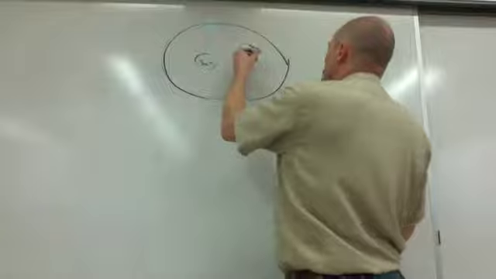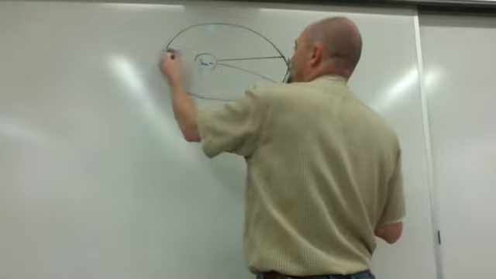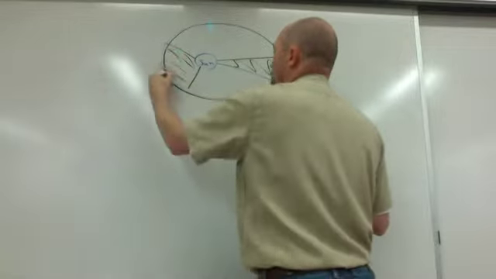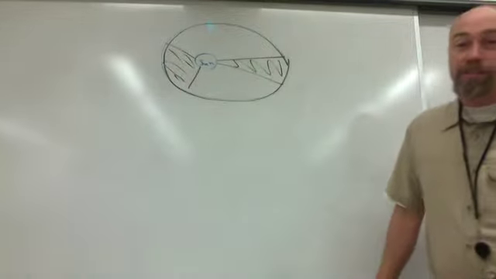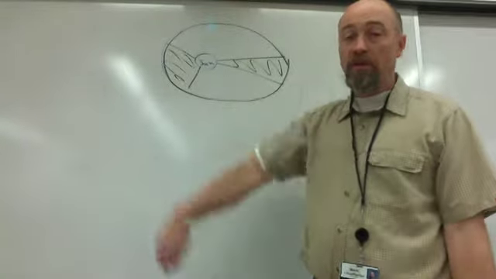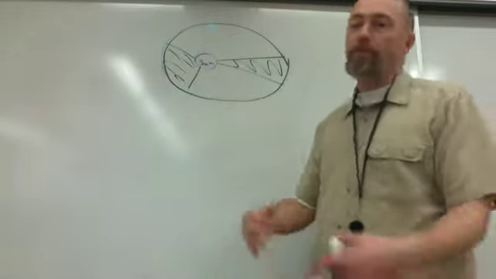Okay, second law was this. Equal area in equal time, so that this area equals this area. What is the second law actually saying? It's actually saying that as you get closer to the sun, it speeds up. Why does it speed up? Well, there's a couple different reasons.